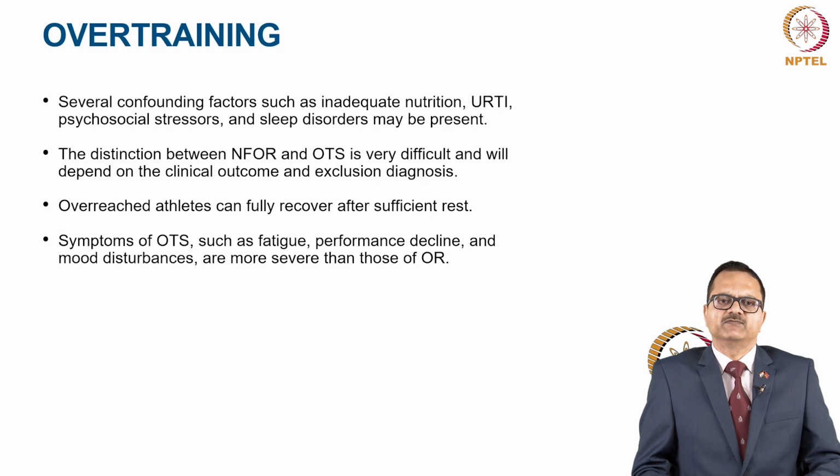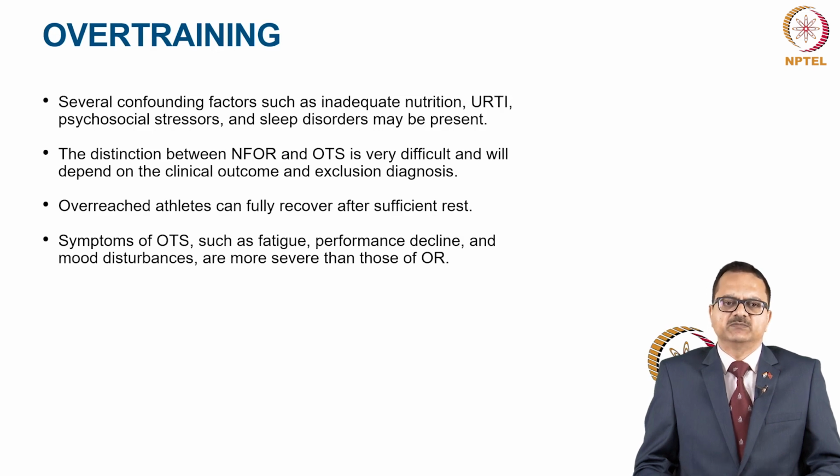There are several confounding factors in overtraining, such as inadequate nutrition, upper respiratory tract infections, psychosocial stressors, and sleep disorders. The distinction between non-functional overreaching and overtraining syndrome is very difficult and will depend upon the clinical outcome and the exclusion diagnosis. Overreached athletes can fully recover after sufficient rest. Symptoms of overtraining syndrome, such as fatigue, performance decline, and mood disturbances, are more severe than those of overreaching.